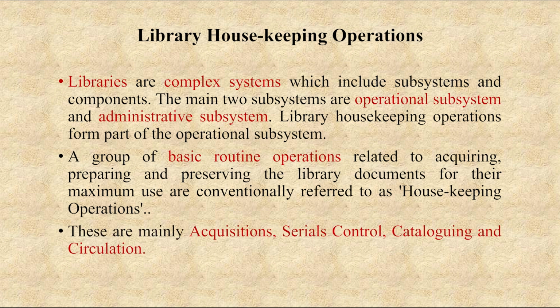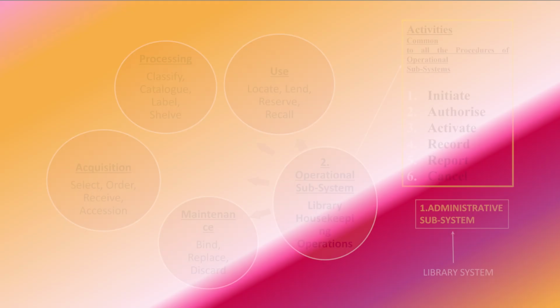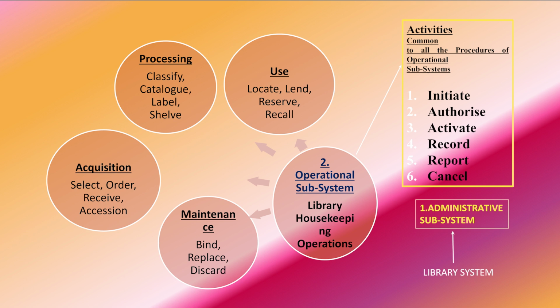These are mainly acquisition, serial control, cataloging, and circulation. Use involves locate, lend, recall, and reuse. Then processing. What is processing? Classifying, cataloging, labeling, shelving, etc. Then acquisition: select, order, receive, accession. Maintenance: we have to do binding, replacement, discard, etc. Then the activities involved: initiate, authorize, activate, record, report, control. These are the activities of the common procedures.